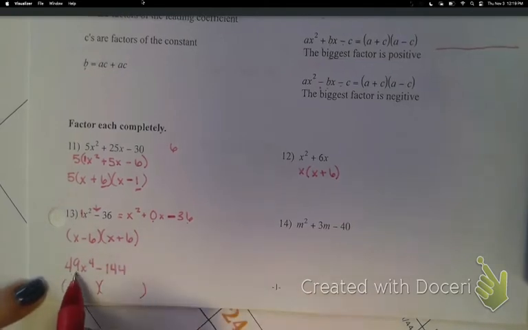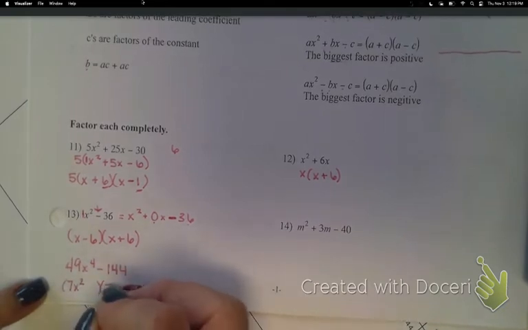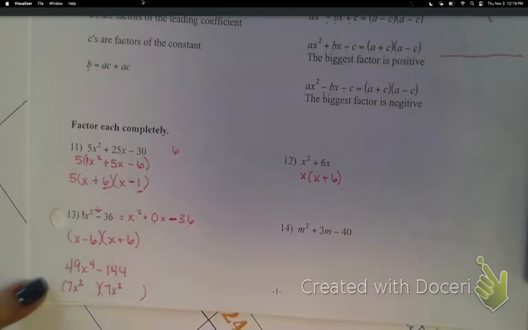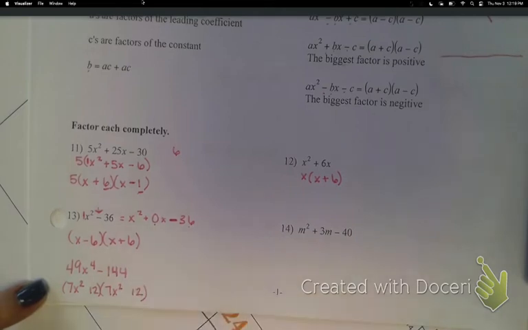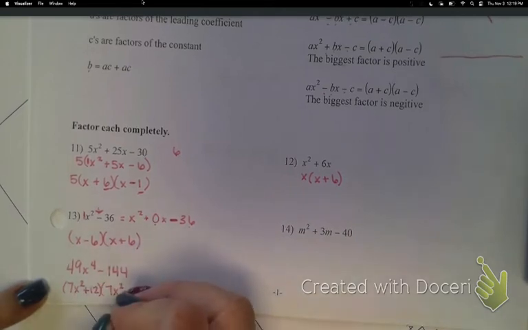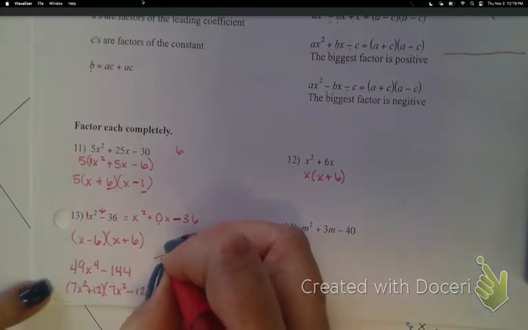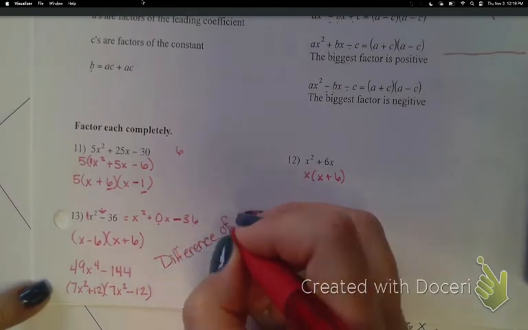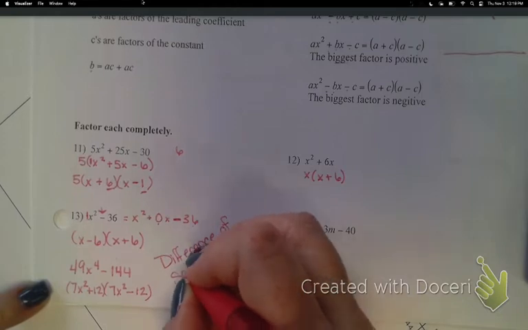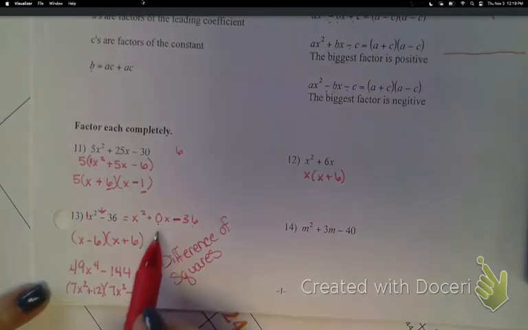So what's the square root of 49? 7. So I have 7x squared and 7x squared. What's the square root of 144? 12. So 12 and 12. And one has to be positive and one has to be negative. So if you remember difference of squares, could your life be easier? Yes. That is a special rule that you should use when you can. Because if not, you're having to do the whole thing out.